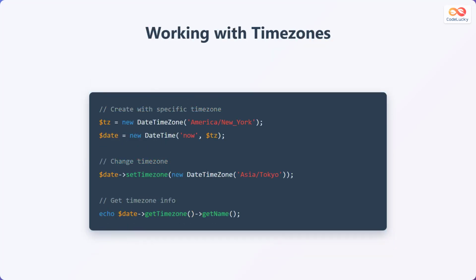To create a DateTime object with a specific time zone, first create a DateTime zone object with the desired time zone, such as America/New York. Then, pass the DateTime zone object to the DateTime constructor. To change the time zone of an existing DateTime object, use the setTimeZone method. To get the time zone of a DateTime object, use the getTimeZone method and then getName method.